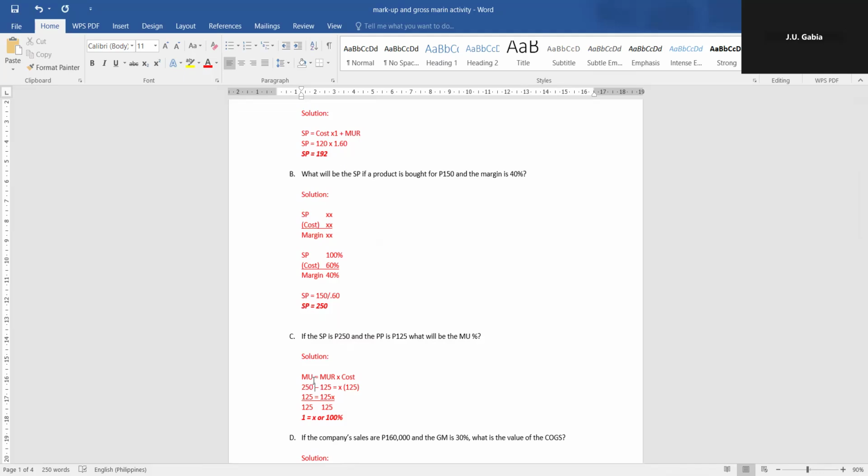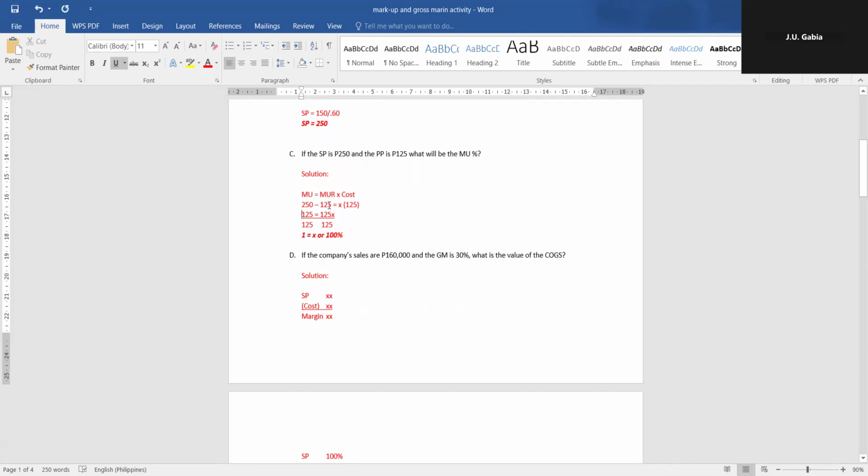So 250 minus 125, then this will be our markup, is equal to the markup rate, which is X because we will find that, multiplied by the cost of 125. Now 250 deducted by 125 will give you 125. And on the other part, 125 multiplied by X is 125X.